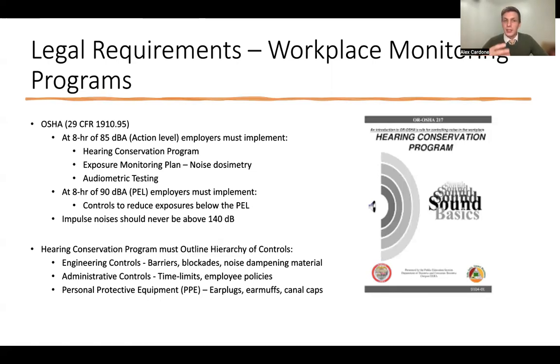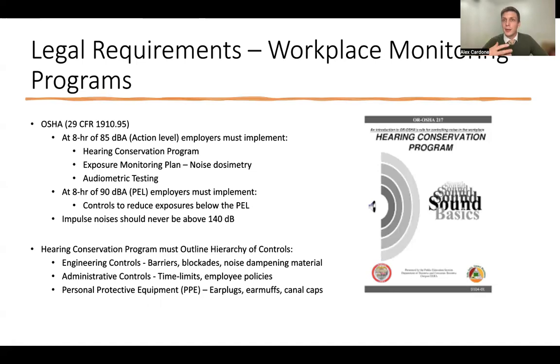So OSHA illustrates that a hearing conservation program must contain three methods to better control noise exposure for employees. Those being engineering controls, administrative controls, and personal protective equipment, or PPE. Some good examples of engineering controls include setting up barriers, walls, or blockades, or even putting sound dampening material on walls to try to reduce the sound levels within the area.